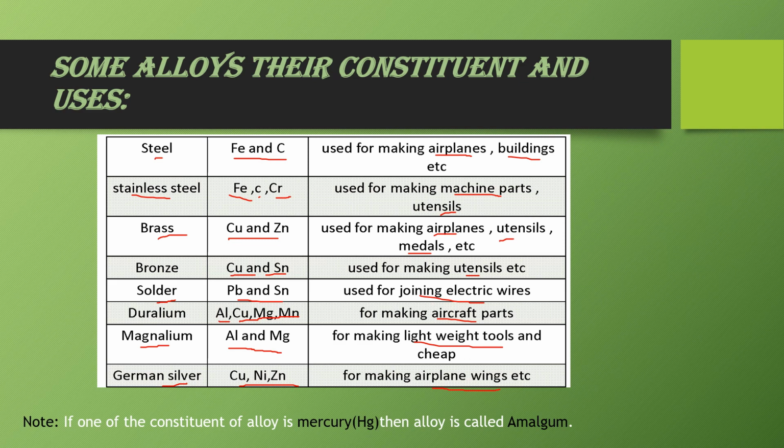Now, one more important thing is amalgam. Amalgam is an alloy where one constituent is mercury. So whenever in an alloy one constituent is mercury, then these alloys are called amalgam.